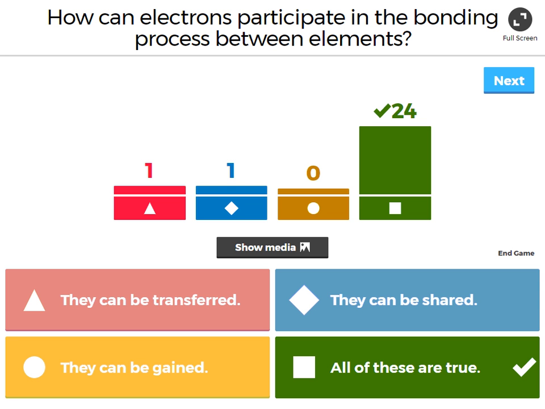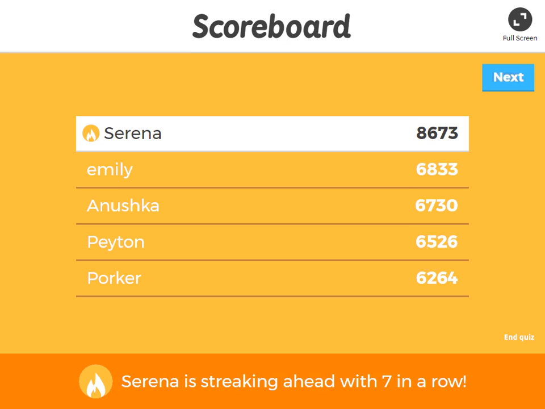If they are transferred, what kind of bond is it? If it's gained, if it's shared, covalent. Next.